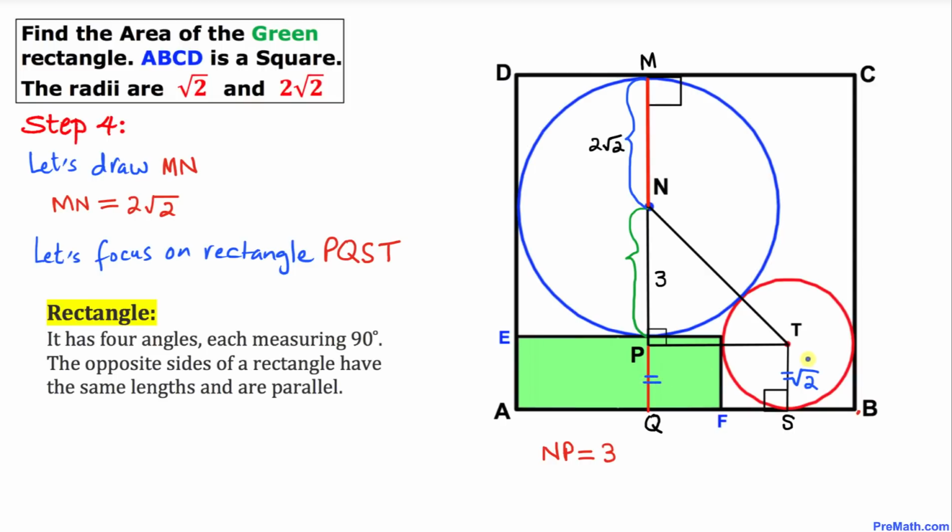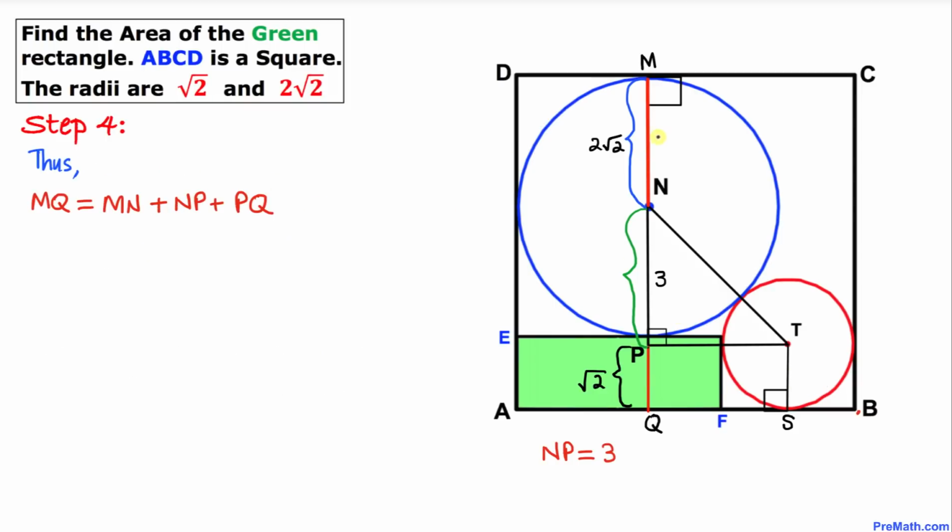And then since this side ST is just the radius of this smaller circle, therefore this side PQ is also going to be square root of 2. So thus we can see that this total length of MQ is equal to the sum of these individual lengths MN plus NP plus PQ. Let's go ahead and add them up.